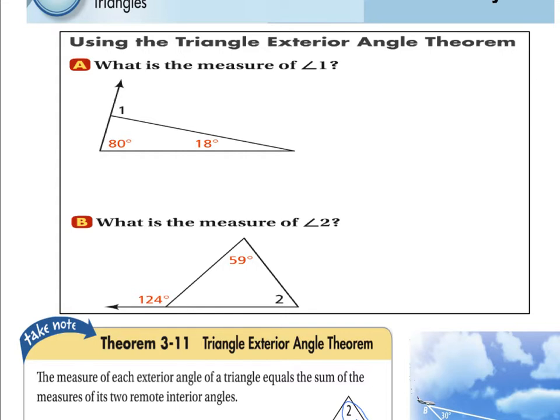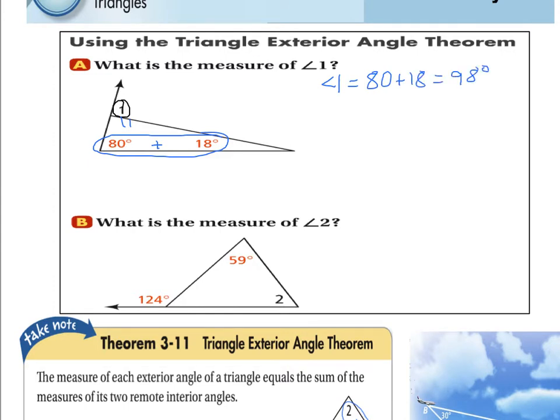We'll start with the first one. What's the measure of angle 1? Angle 1 is an exterior angle, and these two angles right here are the remote interiors. So angle 1 equals those two added together, 80 plus 18, so angle 1 should be 98 degrees.